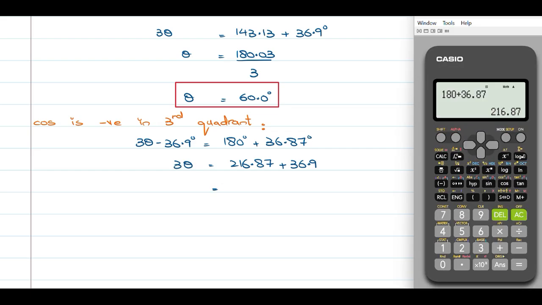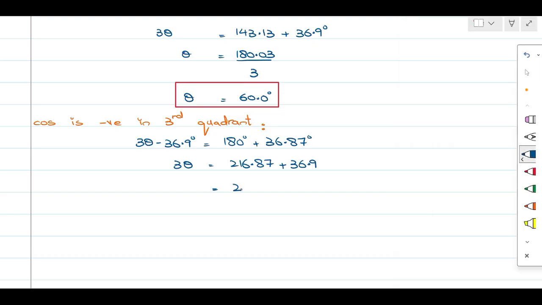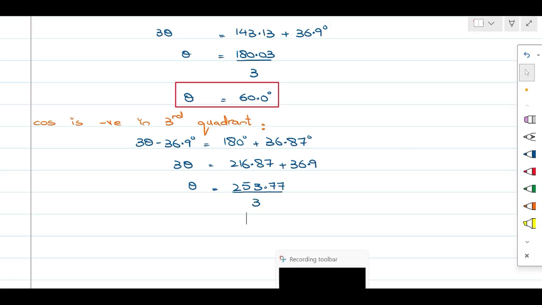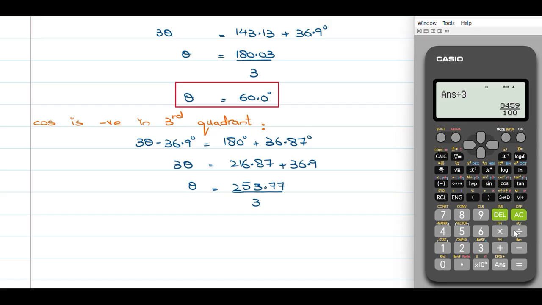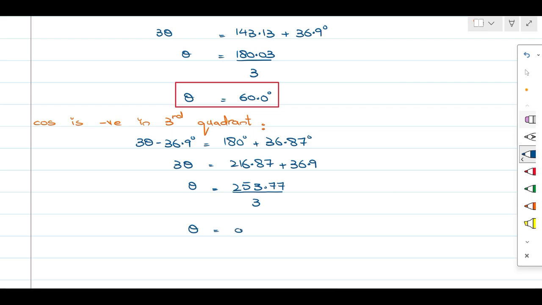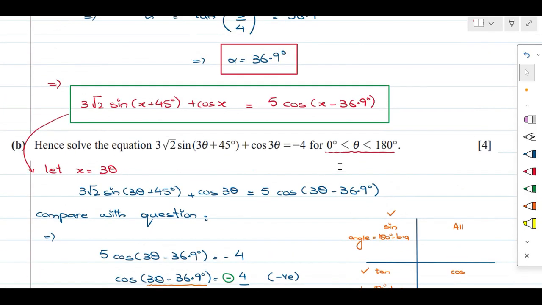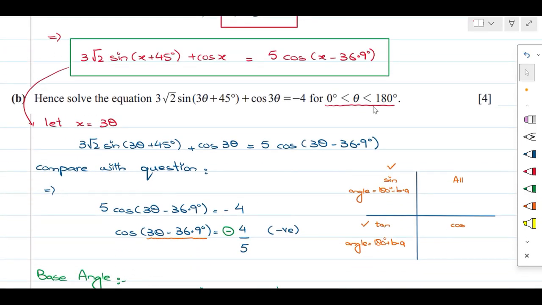Let me add 36.9, that gives 253.77. To solve for theta, divide both sides by 3. 253.77 divided by 3 is 84.59, about 84.6. Theta is 84.6 degrees. This solution is also in the range 0 to 180 degrees. So these are the two desired values for theta which satisfy this equation from 0 to 180 degrees.